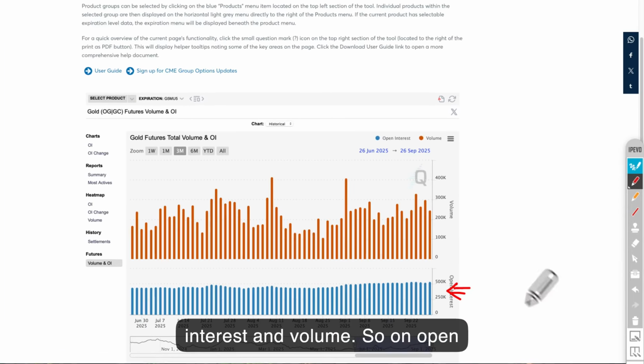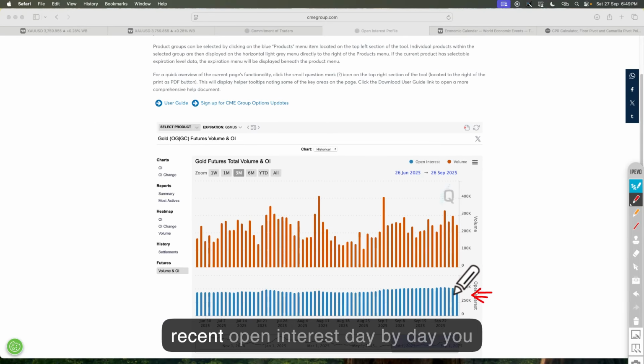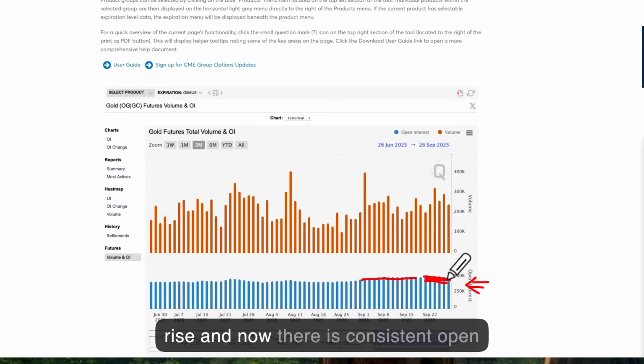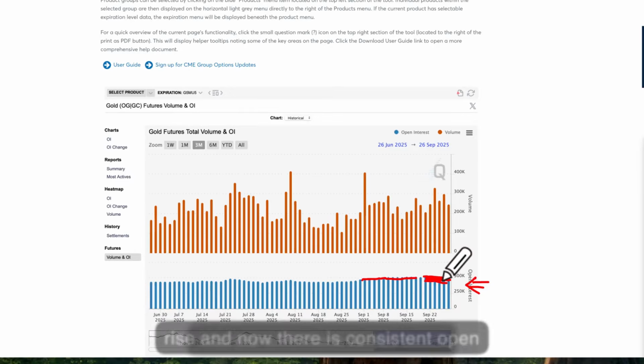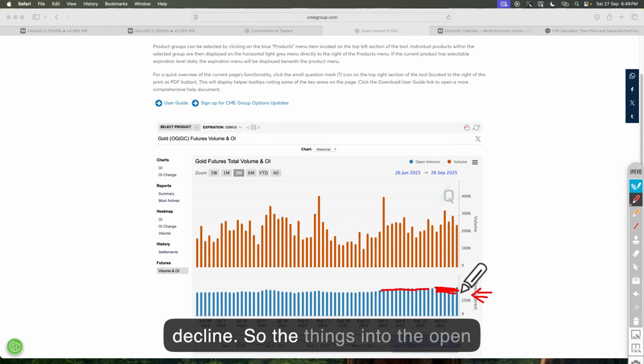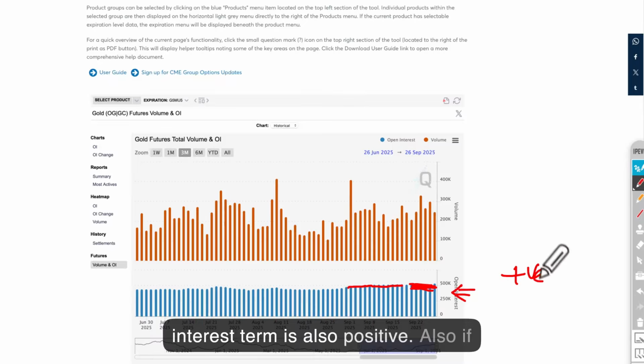On open interest, if we see the recent open interest day by day, you can see it is also consistent. Right over here you can see there is not much change. Previously, from the month opening, we saw some rise, and now there is consistent open interest and not much decline. So the open interest side is also positive.